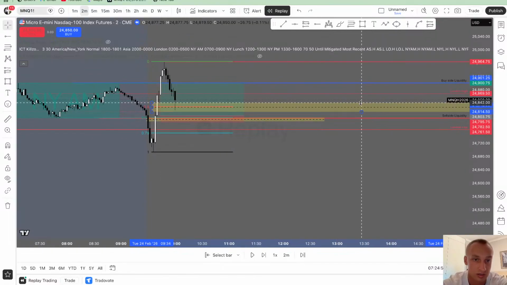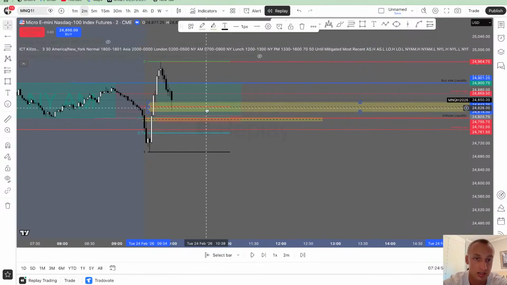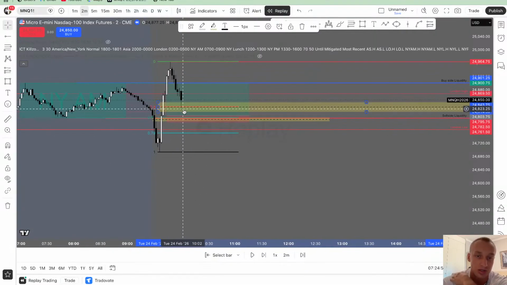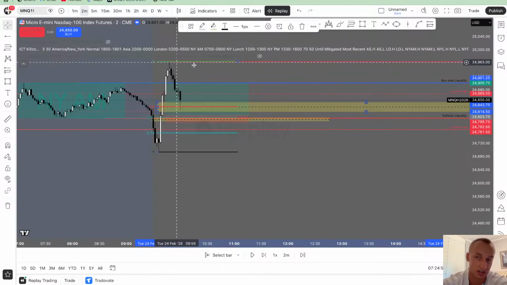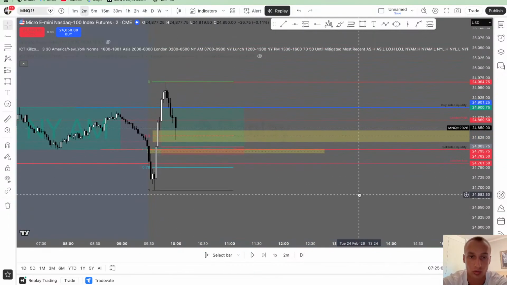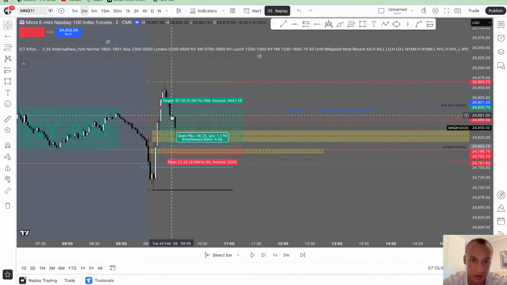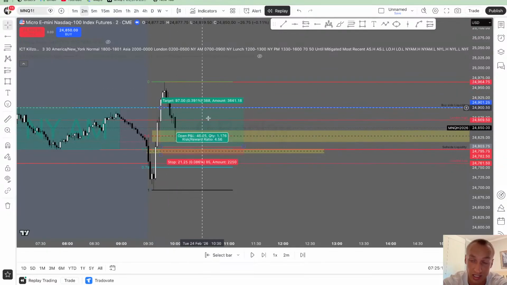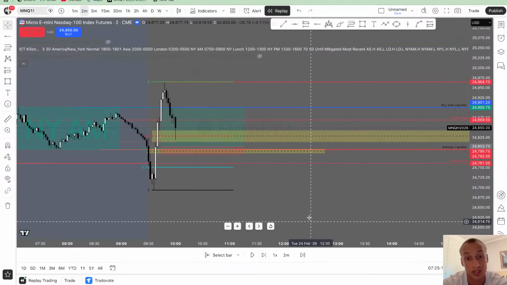I do like the 2-minute because it's more clear, right? So what it tends to do is bounce off that and continue to take out the swing high, right? So you wait. You do not take the trade to the unmitigated gap, which is now mitigated. You wait for it to retest, and then you target your swing high.